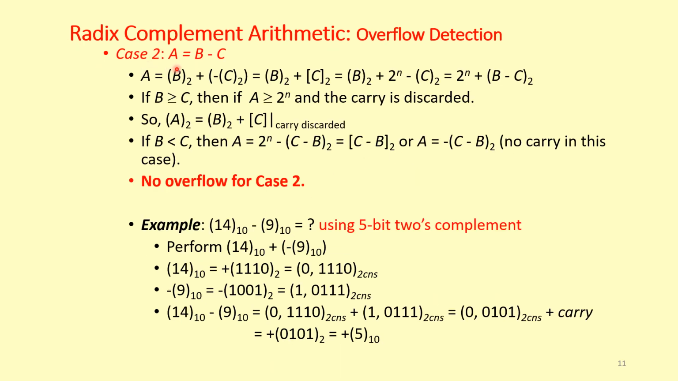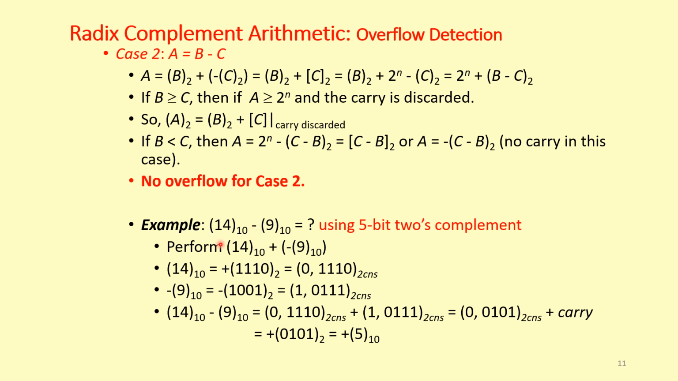Now case 2 is A equal to B minus C. I know that overflow cannot occur. So here we'll be considering both B and C to be positive. And because we have to subtract, we'll be taking the complement to make it a negative number. And then we are going to do simple addition. Okay. So here overflow will not occur. So no overflow in this case.